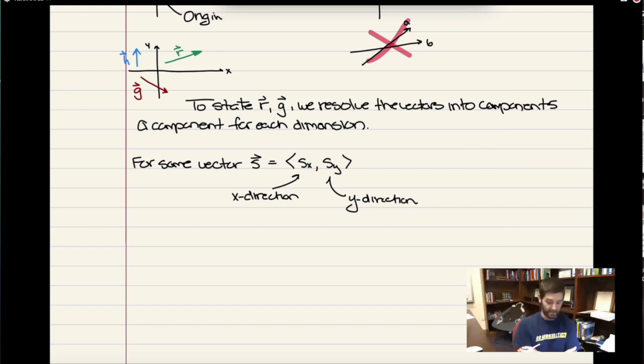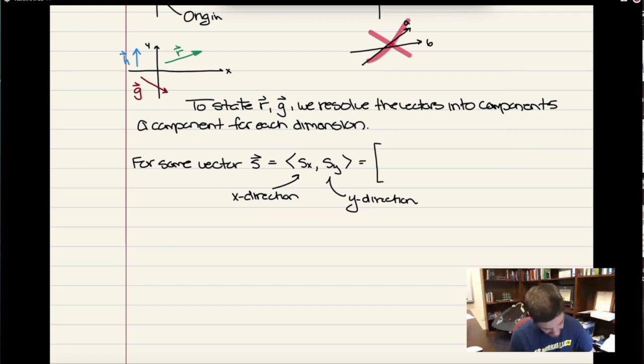So if that first number is positive, that says that the vector itself points to the right in some way. And if the second value, s sub y, is, say, negative, that means that the vector also points downward in some way. And then the combination of the two gives the direction that the vector points in 2 dimensions.